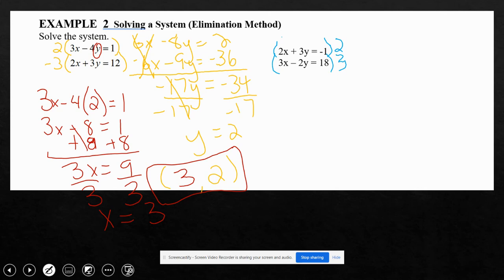Doing this would allow me to get a positive 6y on the top, and because on the bottom that's already a minus 2y, 3 times negative 2 is negative 6. So I'll end up with 4x plus 6y equals negative 2. 9x minus 6y is equal to 54.